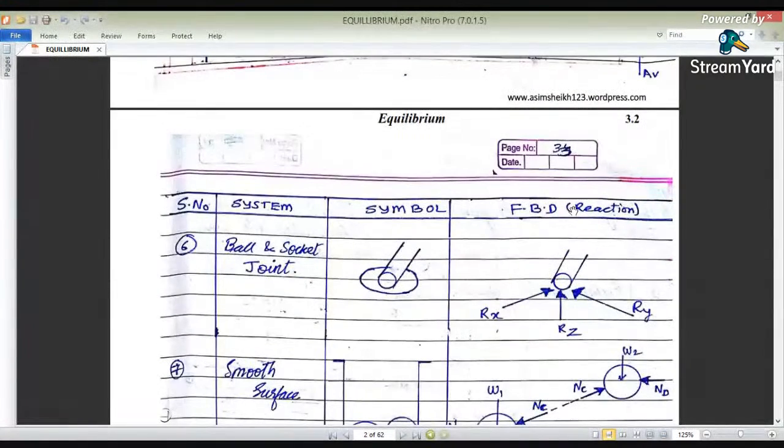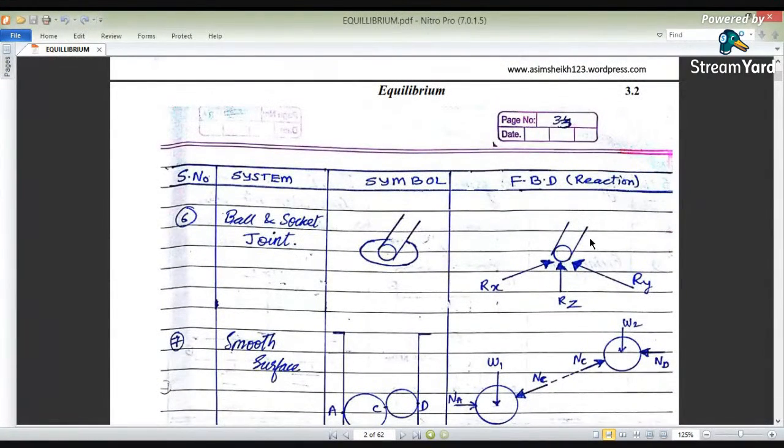Again, there are ball and socket joints. These conditions are very important while releasing or drawing the FBD diagrams, that is, whether the support is a roller support, a hinge support or a fixed support. Depending upon the conditions, we first have to find out the reactions, depending on whether a roller, hinge or fixed support has been provided. So depending upon that we have to solve the problems.